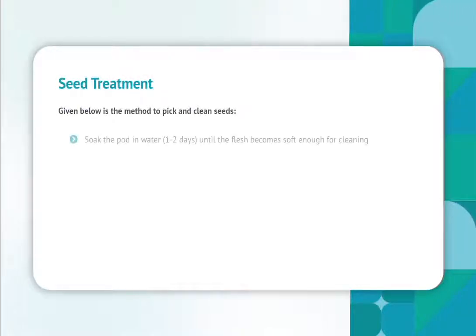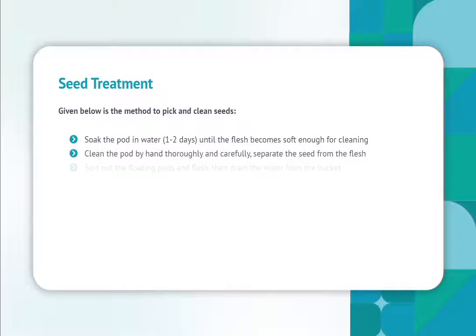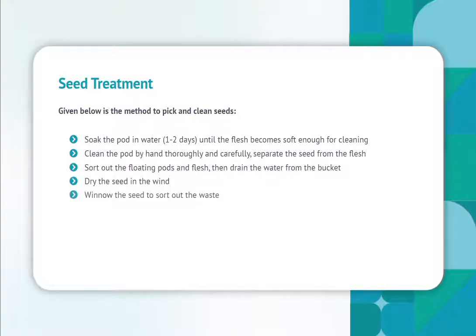Given below is the method to pick and clean seeds. Soak the pod in water, 1 to 2 days, until the flesh becomes soft enough for cleaning. Clean the pod by hand thoroughly and carefully, separating the seed from the flesh.